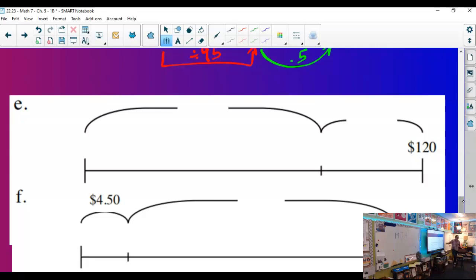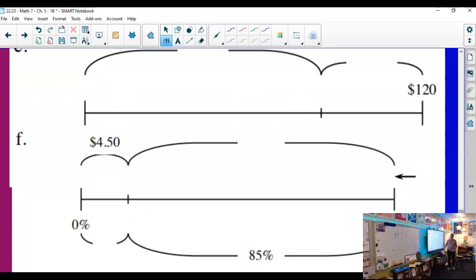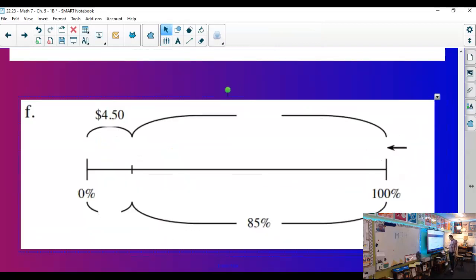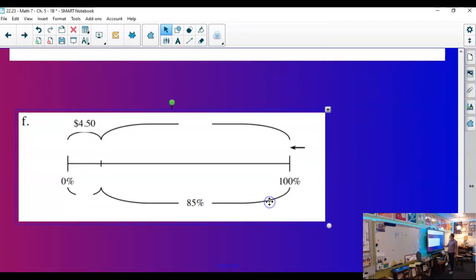All right, try E and F. Again, there's a quiz next week. These will be very similar to what you see on the quiz. Cough, cough, nudge, nudge, wink, wink.